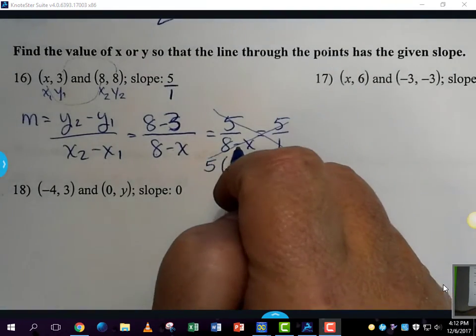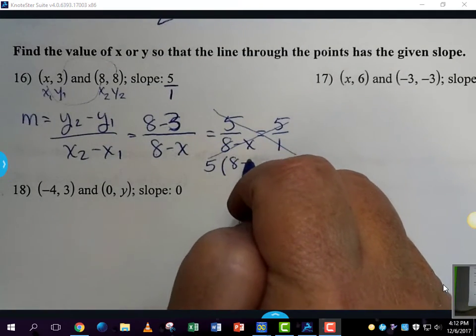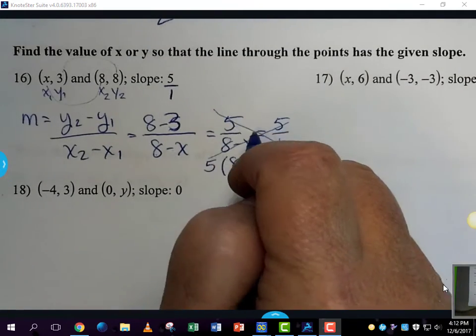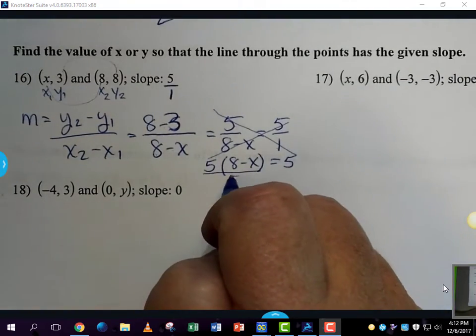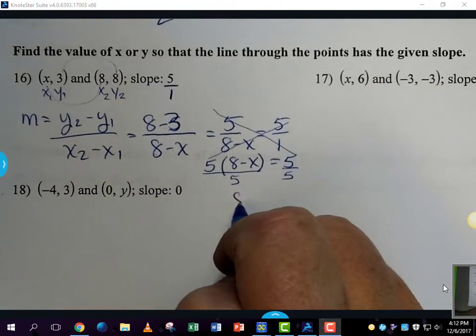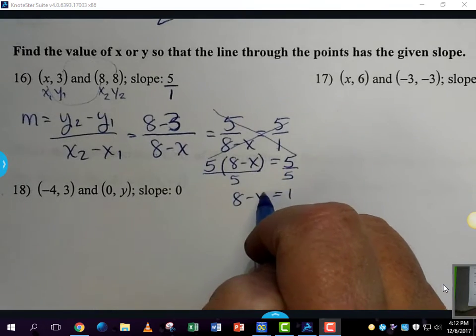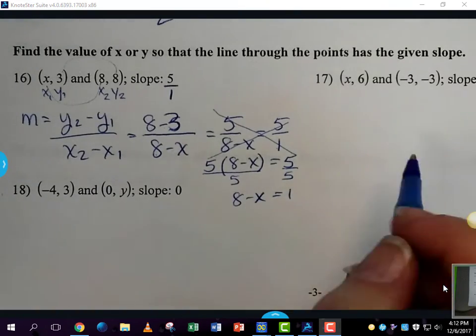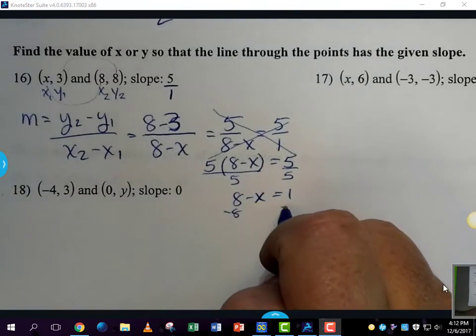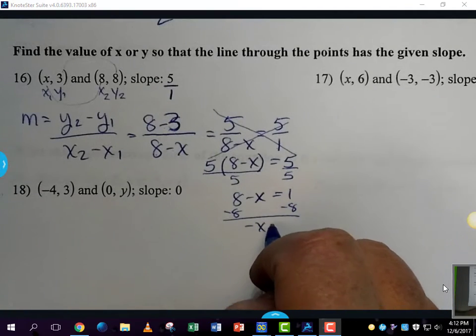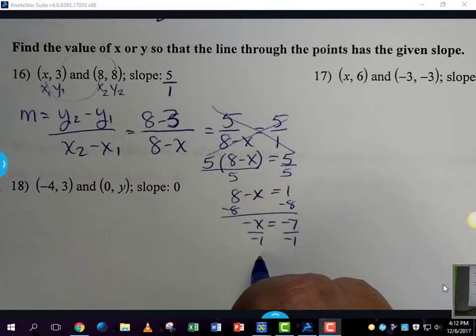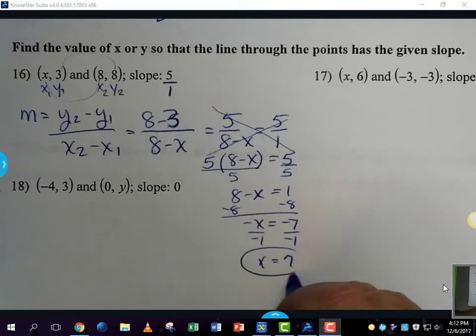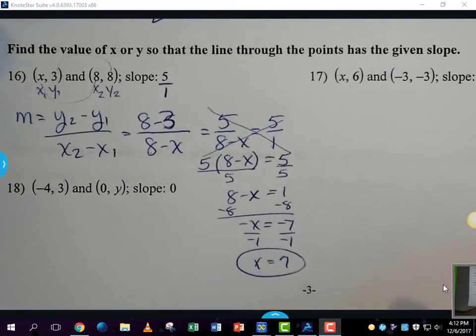Okay, so then I can go ahead and use proportions to solve. This would be the quantity 5 times 8 minus x equal to 5 times 1, or just 5. Now I can divide both sides by 5. I would get 8 minus x equals 1, and solve for x. So subtract 8 from both sides. The opposite of x equals negative 7. Divide both sides by negative 1, and I get x equals 7. That's the answer for number 16.